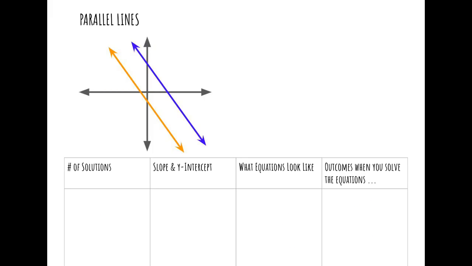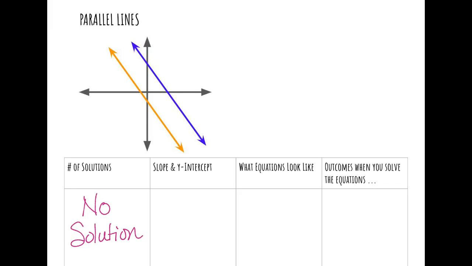Okay, let's take a look at parallel lines. So we know by looking at a graph that these two parallel lines are never going to meet, and therefore they will share no solutions. So the system has no solution.